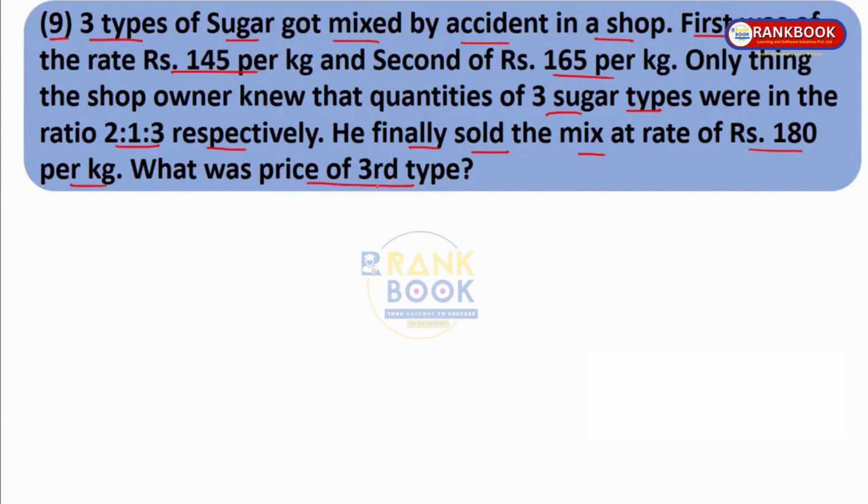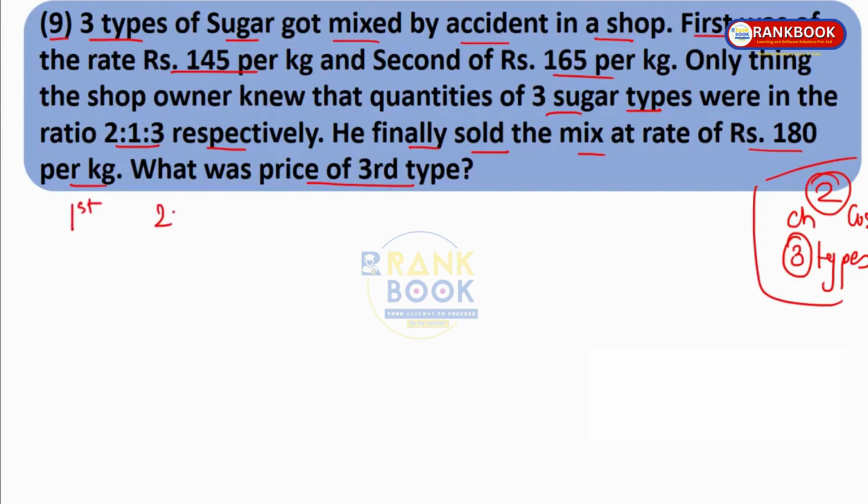Again, extremely easy. Generally, we have seen that the formula is for cheap and costly, where only 2 objects are there. But here there are 3 objects or 3 types of sugar. So we don't need the formula. Actually, very easily using ratio and proportion or common sense, we can solve this sum. Let us see how. There are 3 types of sugar: first type, second type, third type. The rate of the first is 145 rupees per kg, the second one is 165 rupees per kg, the third one we do not know, that we have to find out, right?